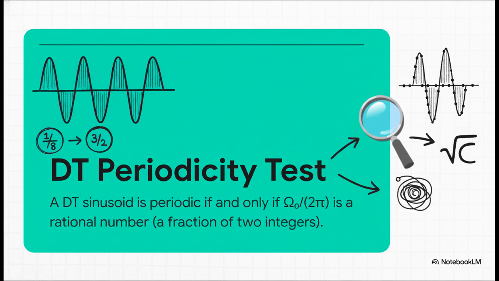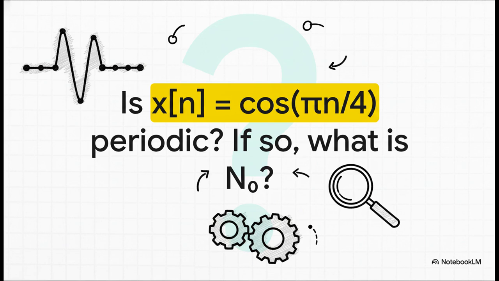And remember, a rational number is just a fraction of 2 integers, like 1 over 8 or 3 over 2. If that ratio is an irrational number, like pi or the square root of 2, then the signal is aperiodic. The samples will never, ever perfectly repeat. All right, your turn to try this out.